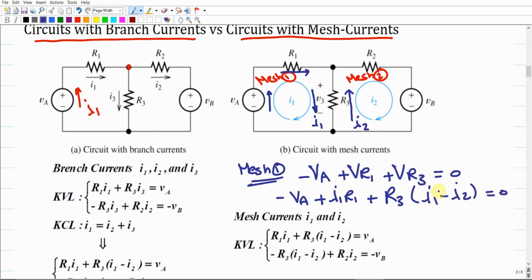Why did I put I1 positive? Because this is my reference since I'm working over mesh 1. Then I2 is going in the opposite direction of I1, which means it is going to be negative, equals 0. This gives us the first equation for mesh 1. This is just Kirchhoff's voltage law, but we included the current law directly within it based on the mesh current method. Make sense?